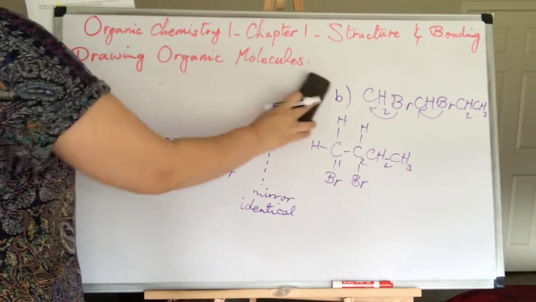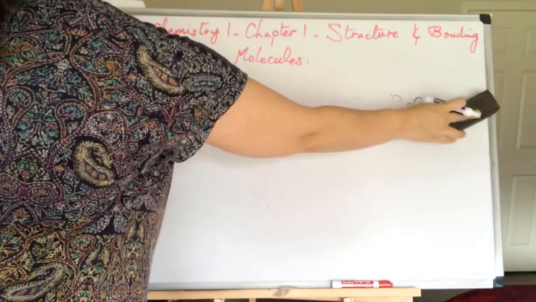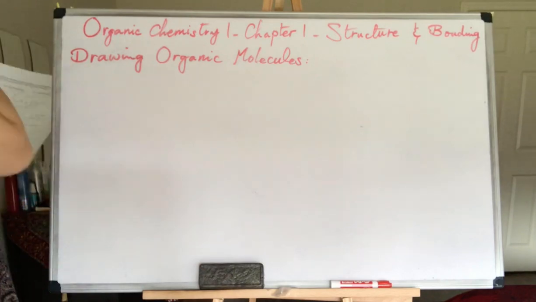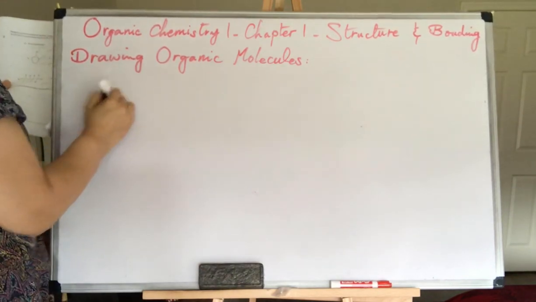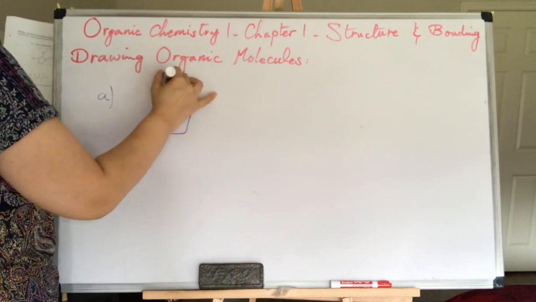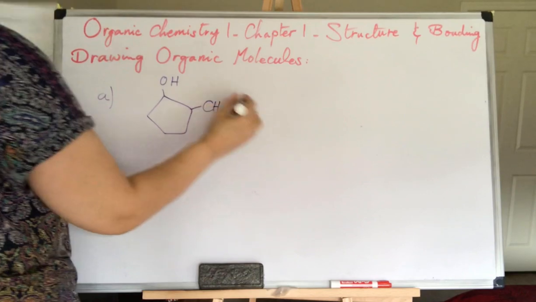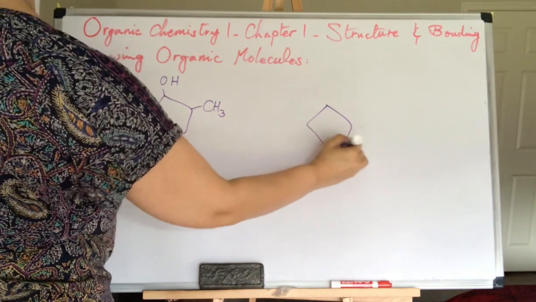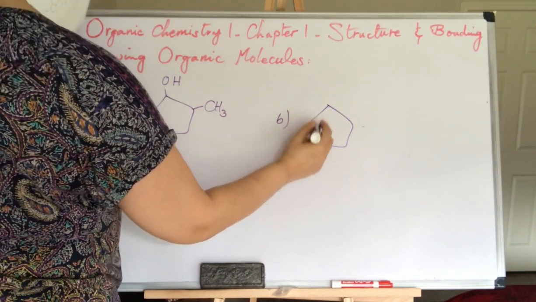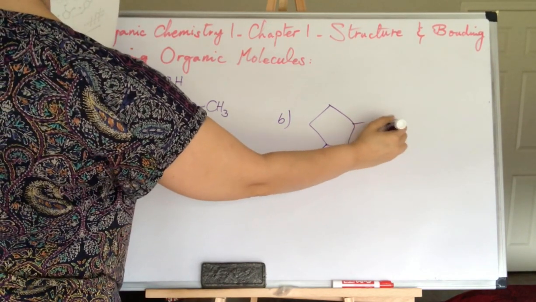Let's go to the second pair. Second pair. OH here, CH3. And for B, OH here, and CH3.